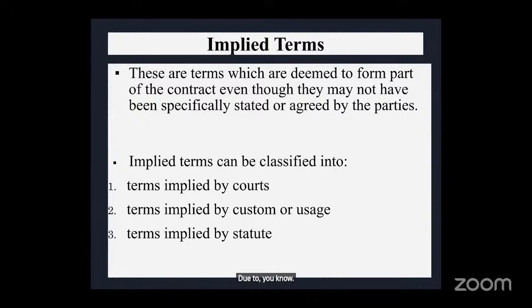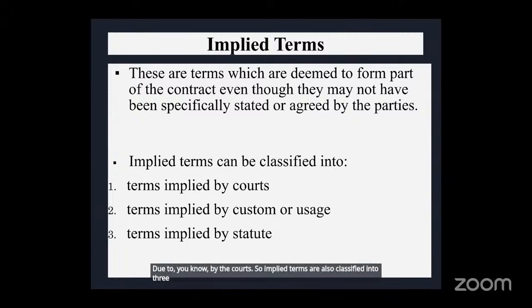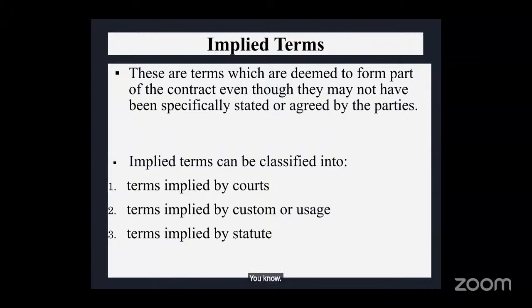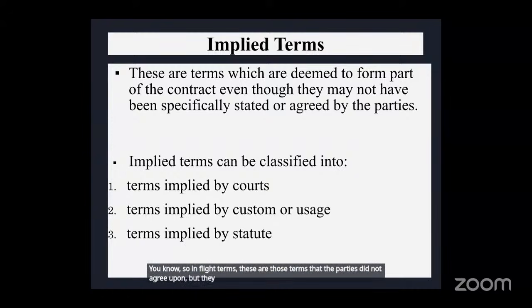They didn't agree upon them, but they are read into the contract by the courts. So implied terms are also classified into three: terms implied by courts, terms implied by custom or usage, and terms implied by statutes. So implied terms are those terms that the parties did not agree upon, but they govern the contract because they were read into that contract, either by the courts, or by custom and usage, or by statutes.